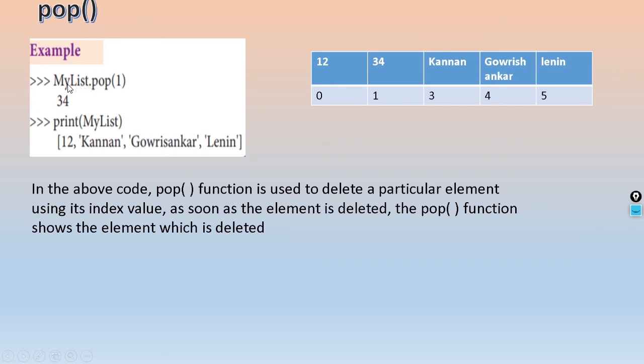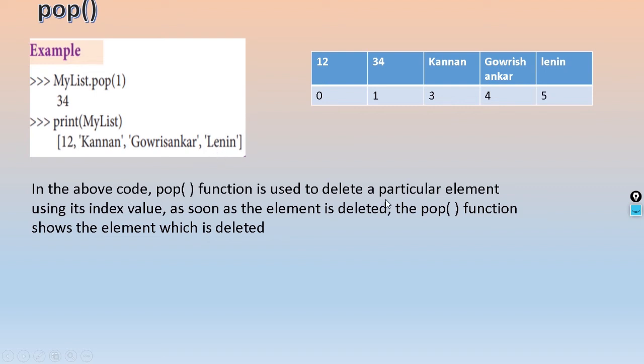Next one is pop. How to use the pop function? My list dot pop of 1. When we are using the pop function, we have to specify the index. Similar to del, we have to specify the index. So if I specify 1, then what is the element corresponding to index 1? 34 will be shown. It will delete the element and it will also show which element is deleted. So if I give print of my list, 12, Kannan, Gauri Shankar, Lenin will be shown here.